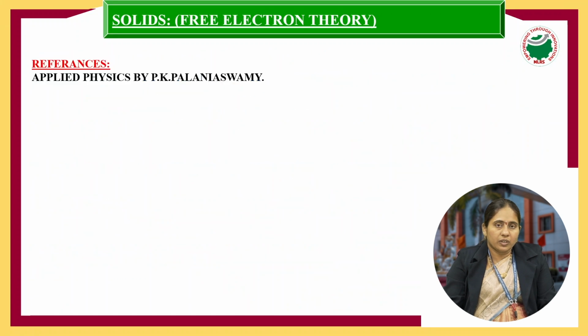Next class we will discuss the zone theory, the third stage of the free electron theory, which was proposed by the scientist Bloch in the year 1928. That is also based on the laws of quantum mechanics. So next class we will see the third stage of the theory.